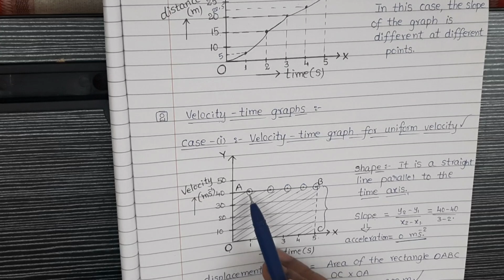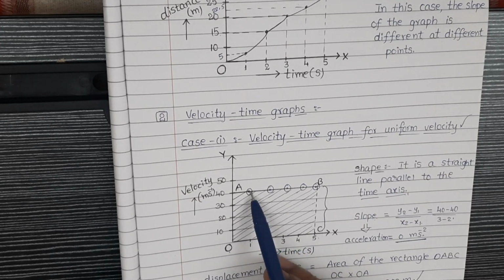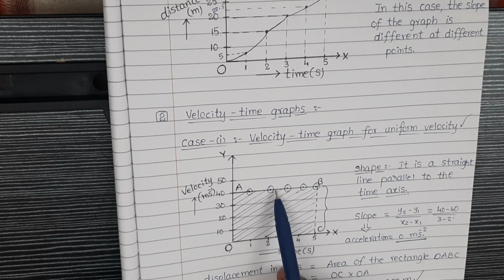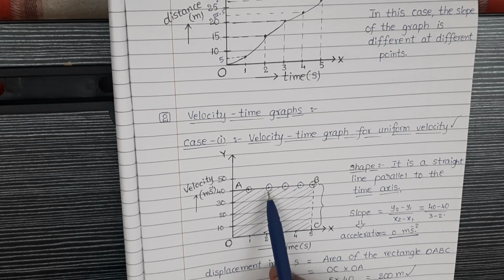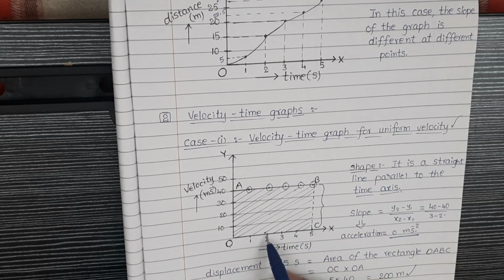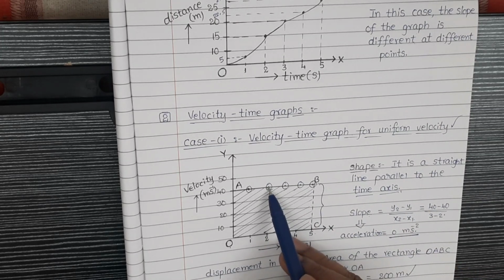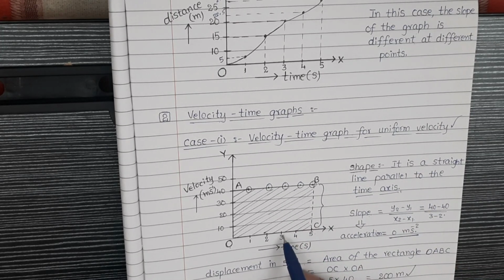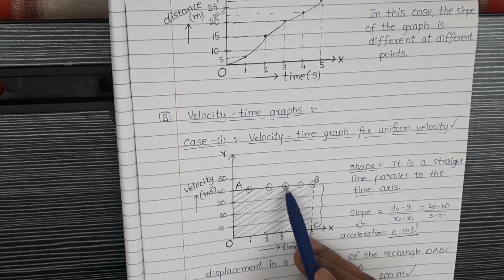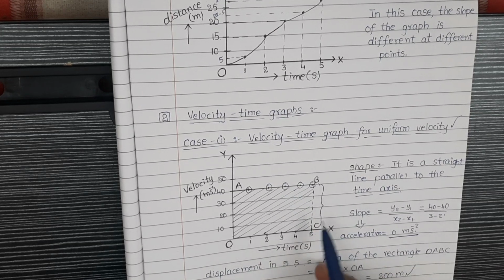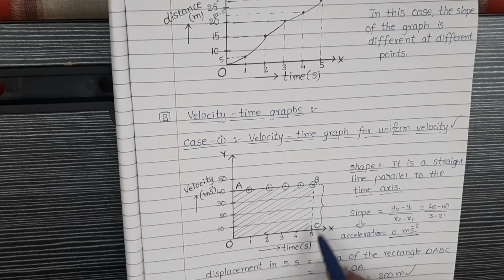So the initial velocity of the body is 40 meter per second, and as the object is covering the same distance in the same time interval, it is said to be in uniform velocity. So for the second second also the body is covering 40 meter per second. The third second the velocity of the body is 40 meter per second. Fourth second also same, fifth second also same.